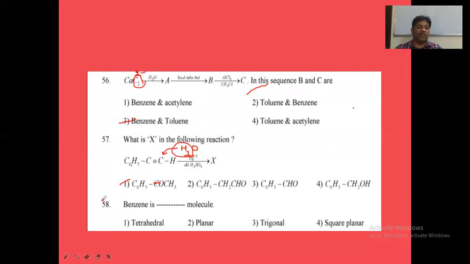Okay. Next reaction, 58th one. Benzene is a dash molecule, they ask here. Is it tetrahedral, planar, trigonal or square planar? What is the type here? Benzene is a planar molecule. Every carbon atom in benzene undergoes sp2 hybridization. The sp2 hybridization geometry is trigonal planar. So benzene has a planar structure. So what is the answer here? The second option is the correct answer here.